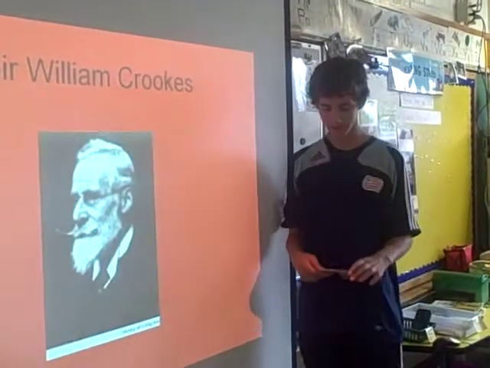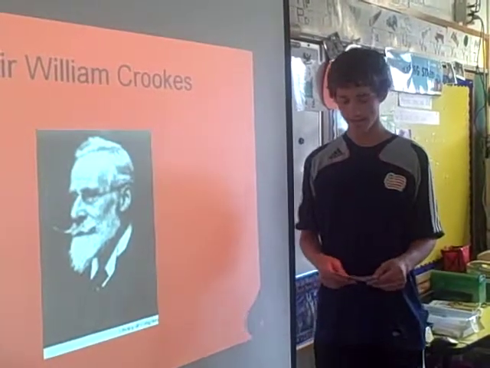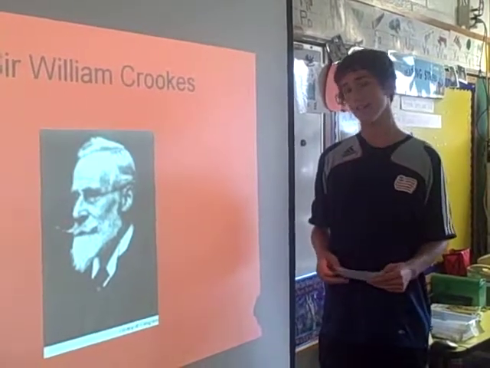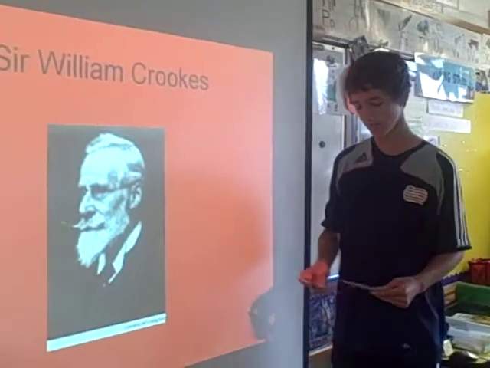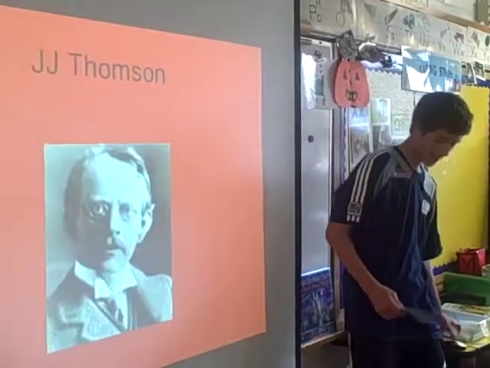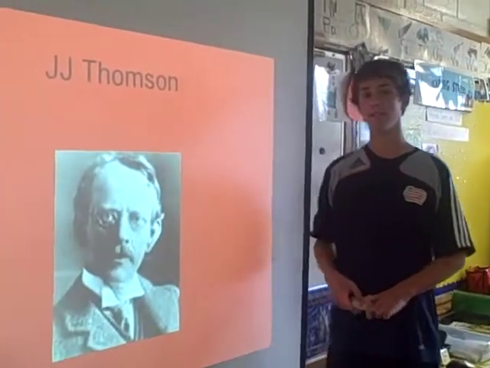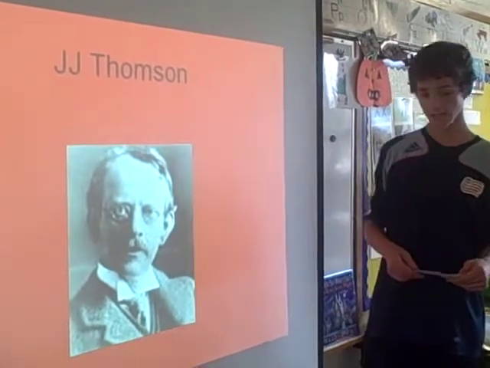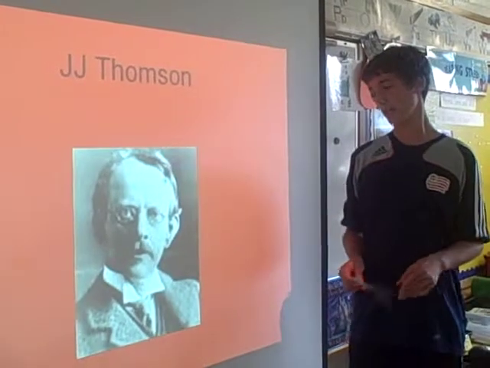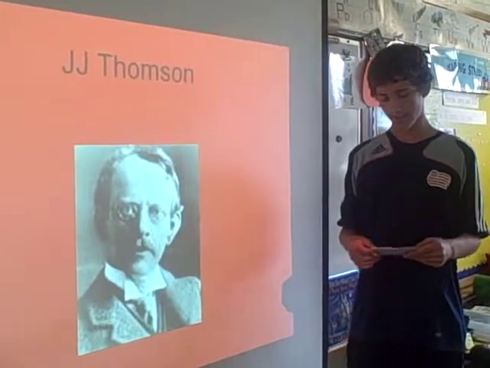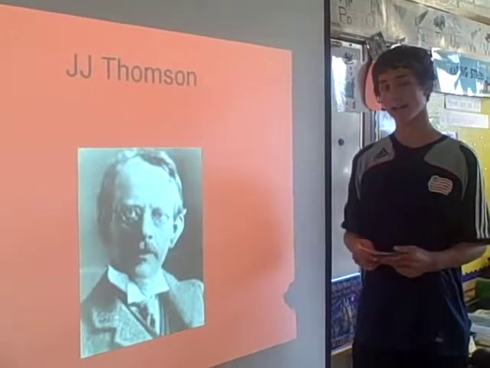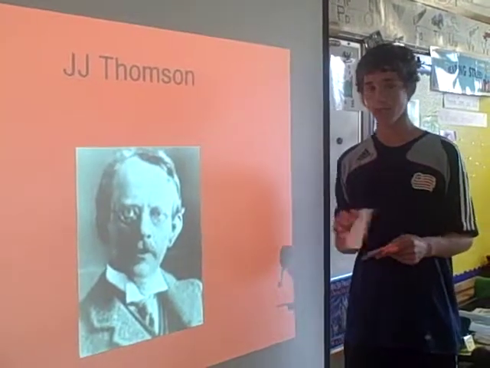Sir William Crookes, born in 1832 and died in 1919, discovered cathode rays, and he found that they move in straight lines. J.J. Thomson, born in 1856 and died in 1940, found that cathode rays are fast-moving particles. He also found electrons. He discovered isotopes and the mass spectrometer. In 1906, he won the Nobel Prize.